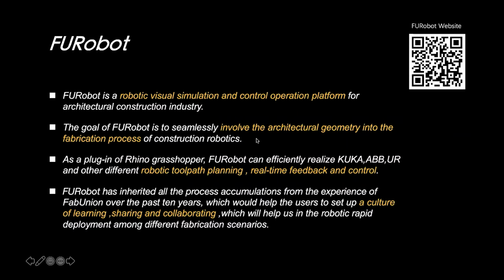The goal of FE-Robot is to seamlessly involve architectural geometry in the fabrication process of construction robotics. As a platform for Rhino Grasshopper, FE-Robot can efficiently support KUKA, ABB, and UR. Right now we also have two local brands from China participating in the team, setting up different robotic toolpath planning and real-time feedback and control tools.